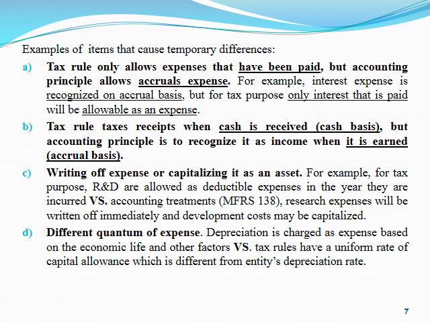D, due to different quantum of expense. For example, depreciation is charged as expense based on the economic life and other factors related to the asset. Versus tax rules, as I've explained earlier, have a uniform rate of capital allowance, which may differ from the entity's depreciation rate.